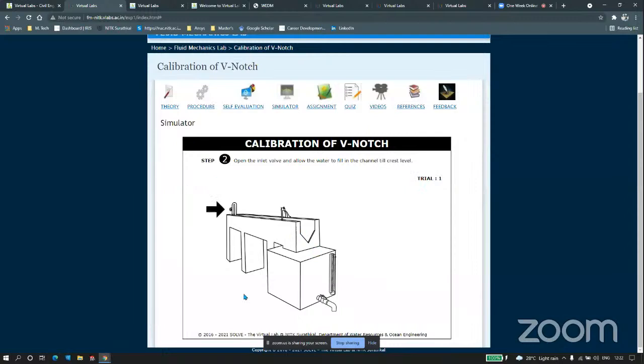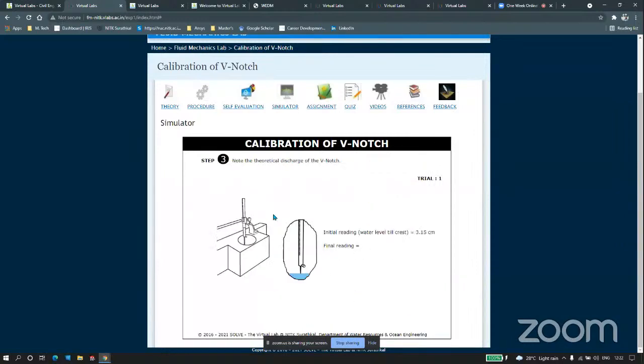The same procedure is done in the conventional lab also. Now it is asking me to open the inlet valve and allow the water to flow. So I'll open it. There's a valve over here. It is zoomed over here, and you can see a person opening the valve. Next, I have to note down the theoretical discharge of the V notch.